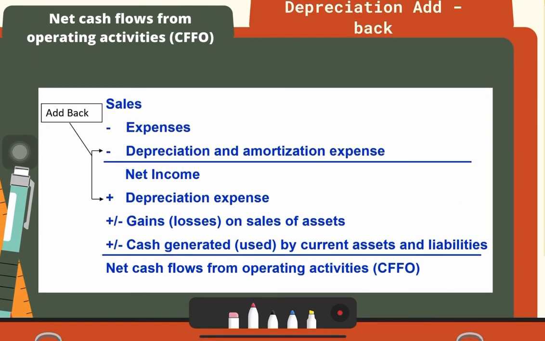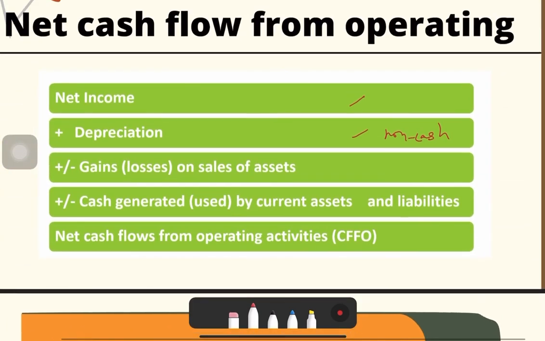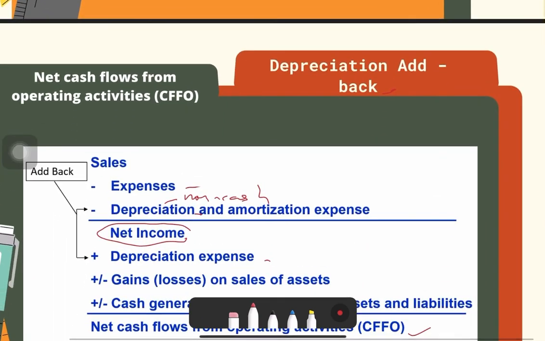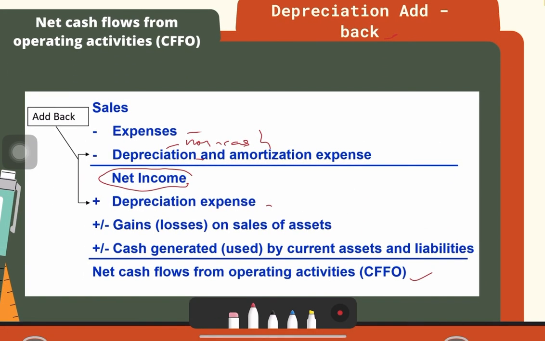Alright, why do we add back depreciation? Because you start from the net income, but the net income comes from sales minus expenses, minus depreciation, right? But the depreciation is a non-cash expense, so that's why you have to add back the depreciation expense here. And then you proceed with the gain or losses on sale of assets, and then you add or minus the cash generated, and then you will get the CFFO. This is the same as above, just to show you why you add back the depreciation, because the net income was obtained after you deduct the depreciation.